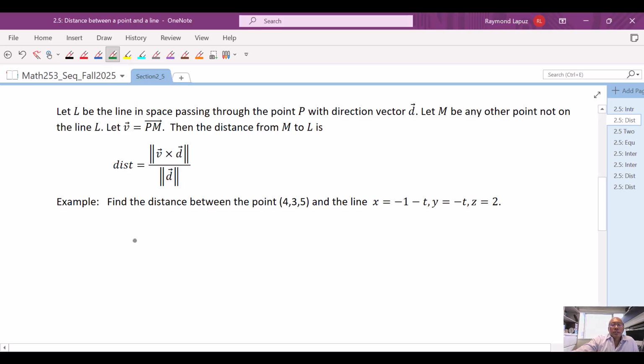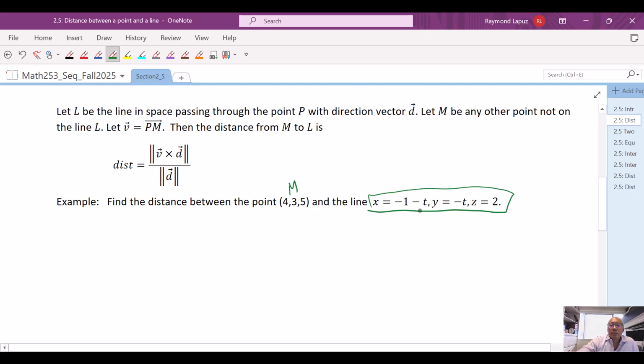So according to this, we need our point P and M. So I think it's clear that this is M. This is going to be the point that's not on the line. So this is the equation of the line. It's written in parametric form. We need to extract our P, our point on the line, and our D, direction vector of the line.